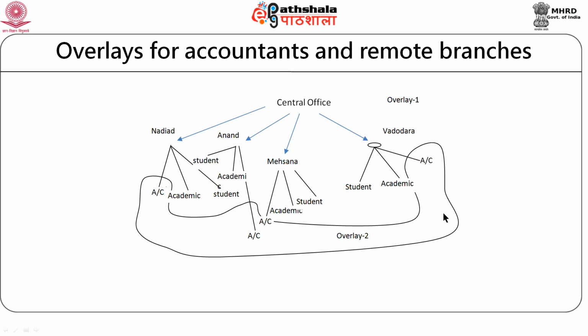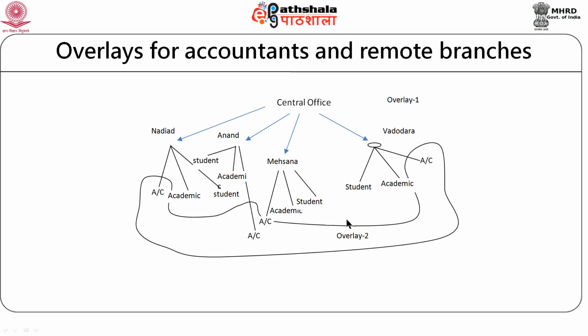The second requirement is that the accountants should be able to talk to each other, but no others should be able to talk to the accountants. You can see that the physical structure is that each accountant division is part of this network. Okay. What we want is a logical separation of accountants from the rest.